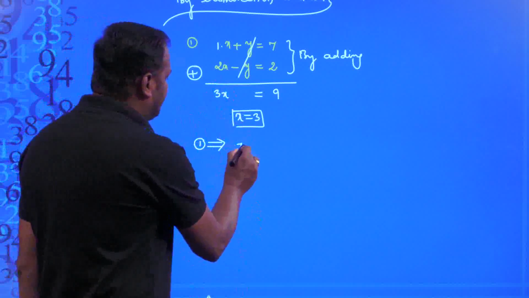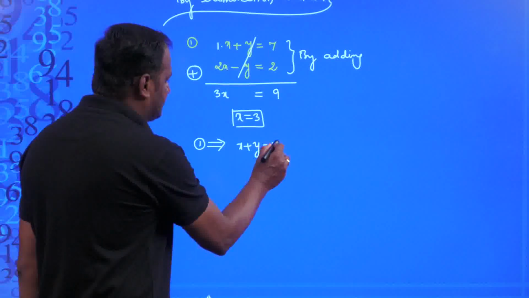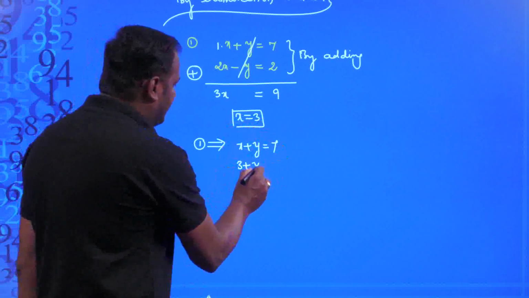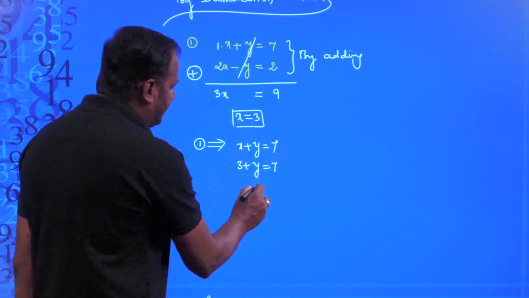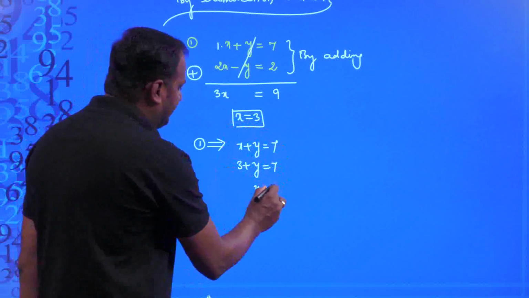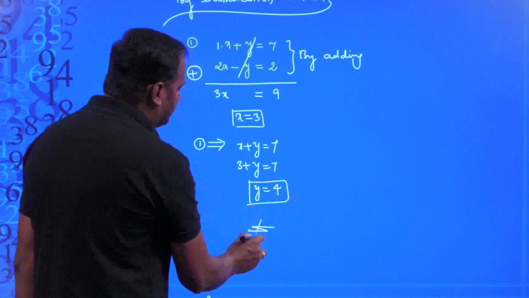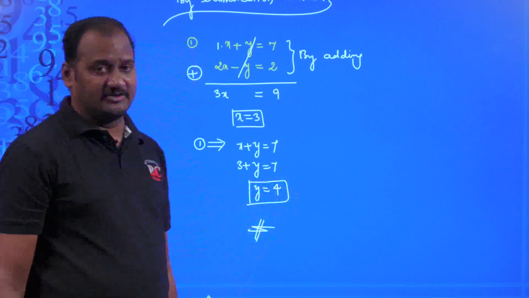So, taking the first equation and substituting this x value. x plus y is equal to 7. Now, I am substituting x equal to 3 here. So, 3 plus y is equal to 7. Therefore, y is equal to 7 minus 3, which is equal to 4. Therefore, the value of x is equal to 3 and the value of y is equal to 4.